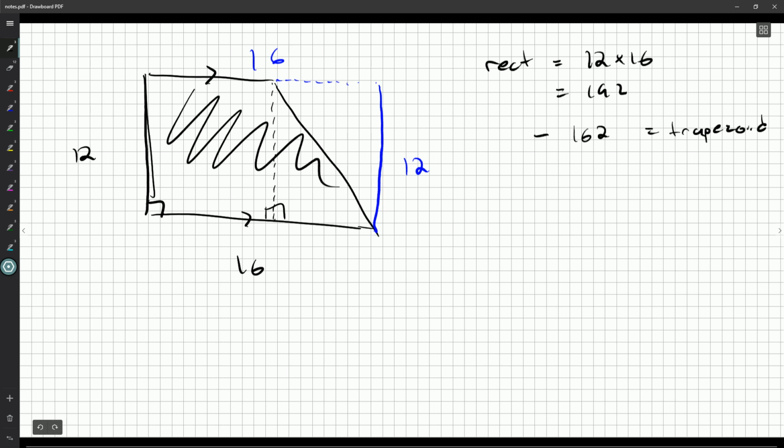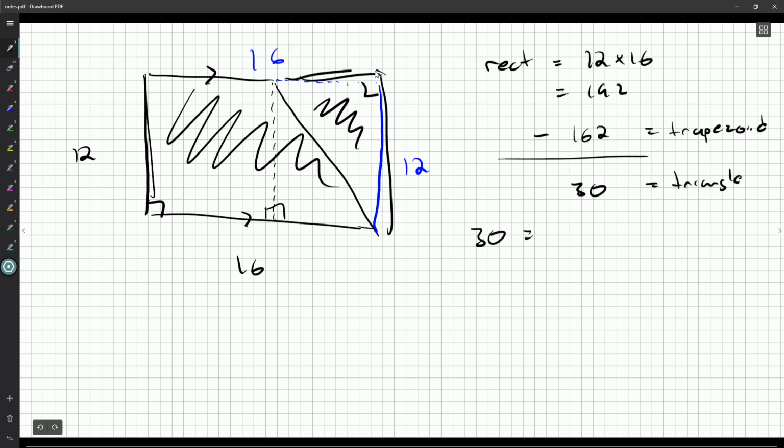So if I take the rectangle and I take away the trapezoid, what's left? An area of 30 for this triangle here. But I know the height of the triangle is 12. What's the base of the triangle got to be? So 30 is 1/2 base, maybe I'll call it B up here, times height 12. So 30 is 6 times the base. The base has got to be 5.